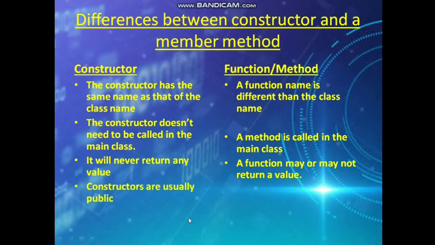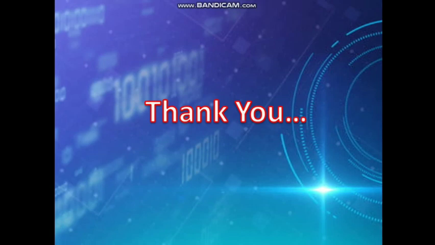The next point, constructors are usually public. So constructors must always be public, whereas a function need not be public. It can be public, private, or even protected too. So these are the major differences between a constructor and a function. The constructor chapter is completed with this section. Literally the chapter was really small.